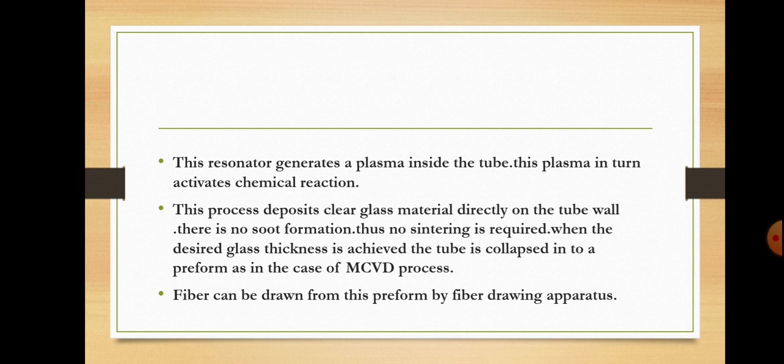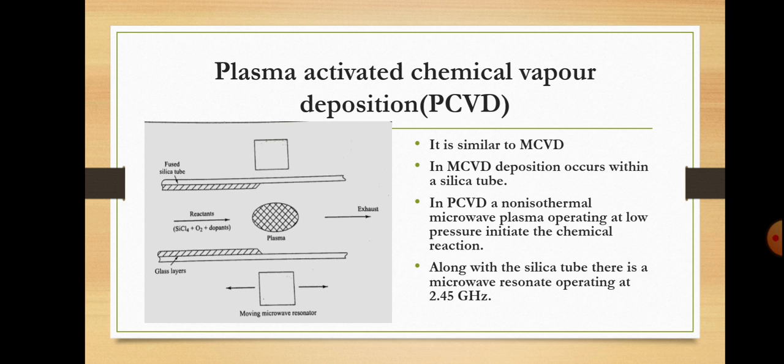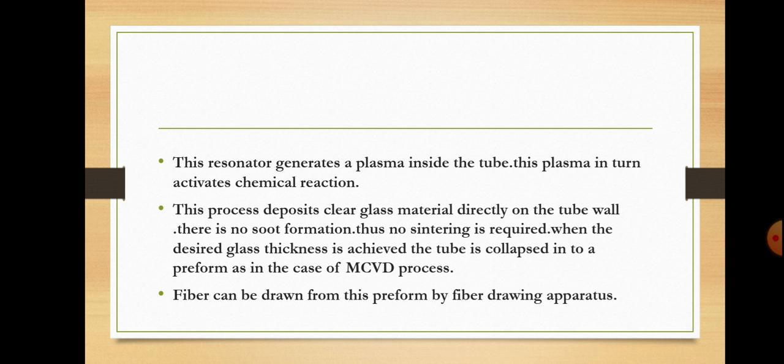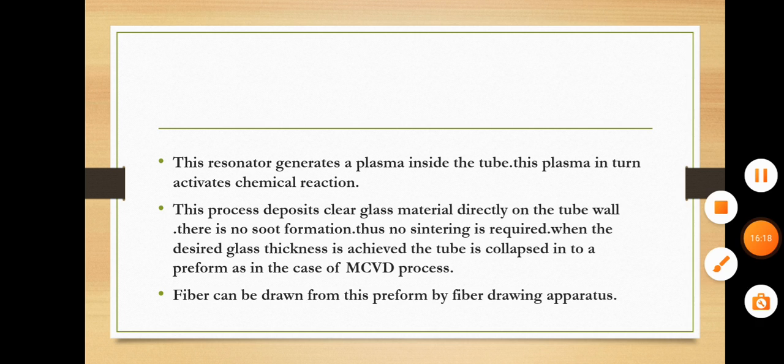sintering process, and when the desired glass thickness is achieved, the tube is collapsed into a preform, as in the case of the MCVD process. Once we have the preform, we can draw fiber from it by using the fiber drawing apparatus. This is all about plasma activated chemical vapor deposition, or PCVD. There are four methods for fiber fabrication techniques. So go through all those techniques and find out the differences between them.